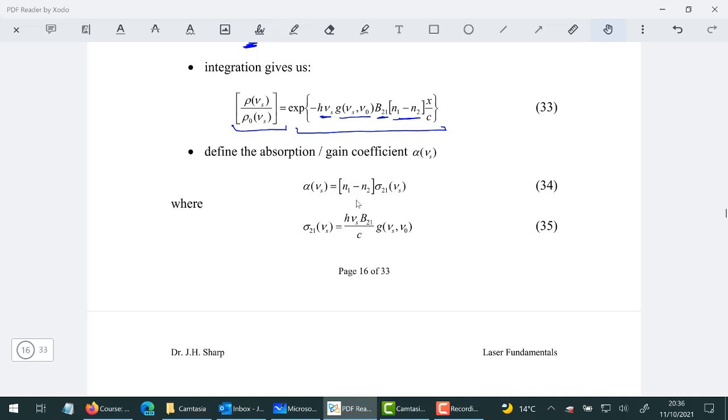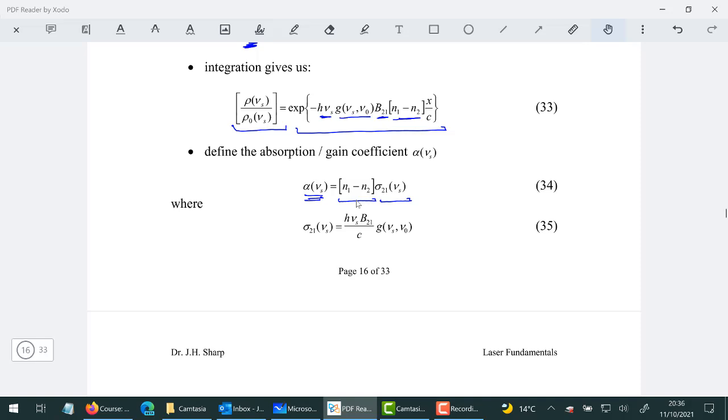Okay, so what we're going to do is gather together terms here that make some sort of sense. So we will define the absorption or the gain coefficient, depending on whether we have attenuation or amplification, as being the difference between the number densities times sigma. And this sigma is like a cross-sectional area. It's the effective cross-sectional target area for the atom.